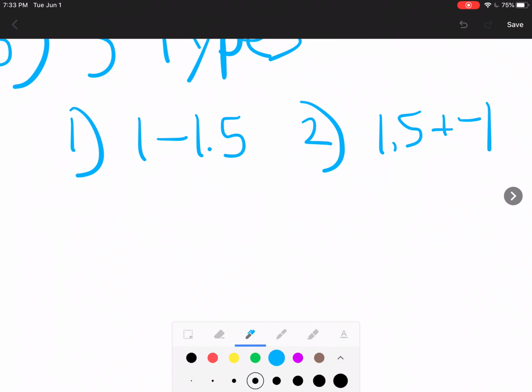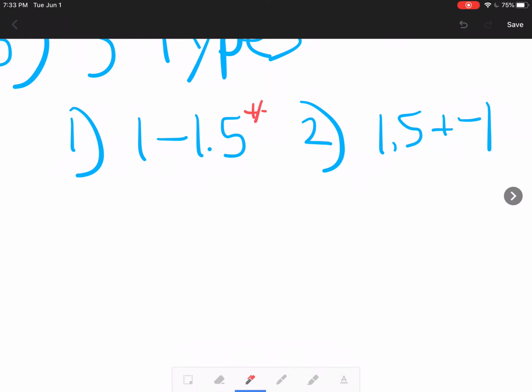So one thing we want to do, again, is always start off with this idea: is our answer going to be positive or negative? Well, let's use a number line to help us determine that. We're going to start at 1, and we're subtracting 1.5, meaning we're going to the left. And we're going further than 1, so we're going to go past 0, and we will be in negative land.